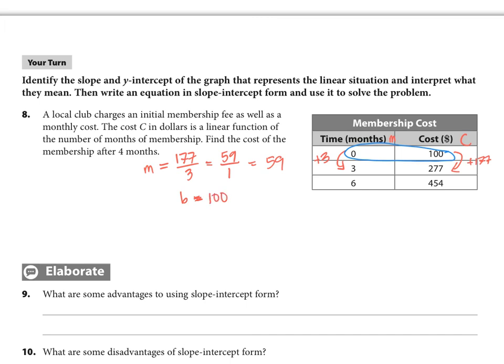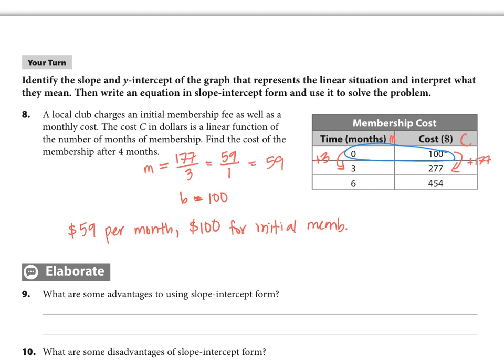Okay, so can we interpret these? The slope means $59 per month. And the y-intercept means $100 for initial membership. I'm going to abbreviate that. So I've interpreted both the slope and the y-intercept.